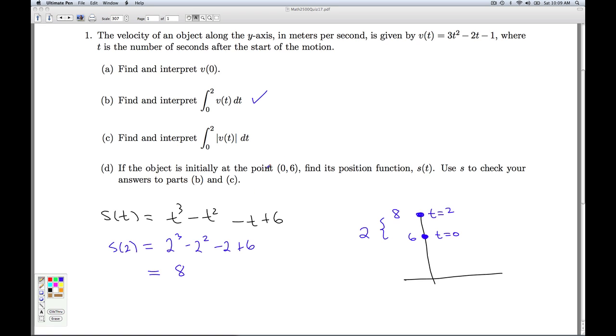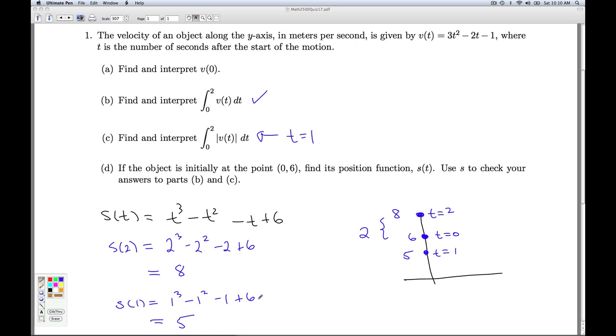How do I check part C? Remember, in part C, I had to break this up. I had to break it up at t equals 1. So let's look at what s of 1 is. s of 1 is 1 cubed minus 1 squared minus 1 plus 6. I get 1 minus 1 minus 1 plus 6. That gives me 5. So at t equals 1, I'm at 5.